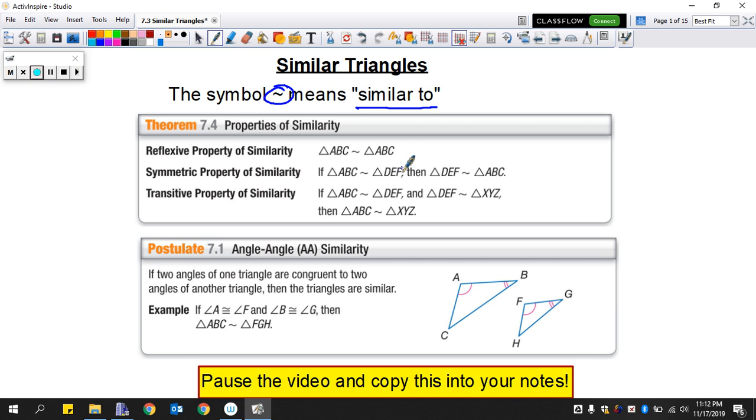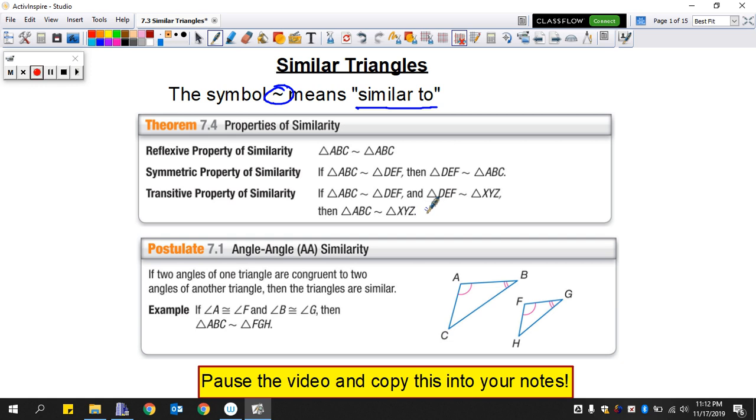The symmetric property of similarity is that if one triangle is similar to a different triangle, then that different triangle is also similar to the first triangle. And the transitive property of similarity says that if the first triangle is similar to the second triangle and the second triangle is similar to the third triangle, then the first triangle is similar to the third triangle.